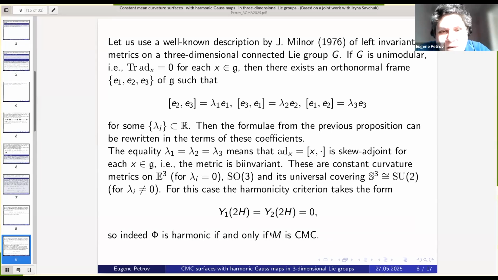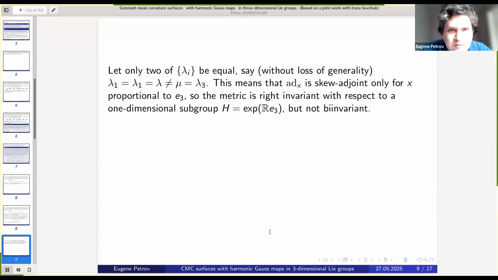First of all, when all lambda_i are equal, it's simply the case of a bi-invariant metric. It is realized for E3 when they vanish, and for SO3 or S3 when they are non-zero. And in this case, this formula simply has this form. So indeed, we have that phi is harmonic if and only if the surface is of constant mean curvature.